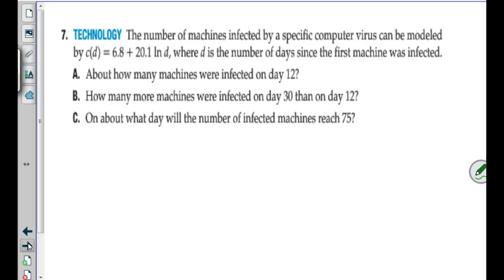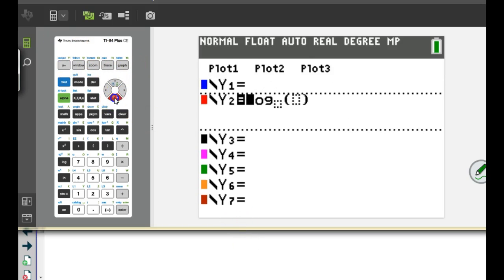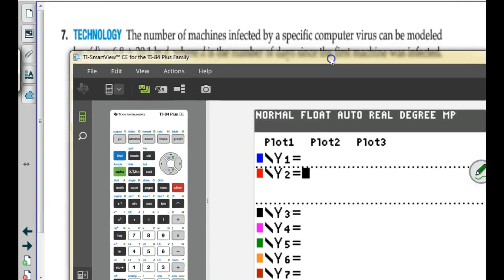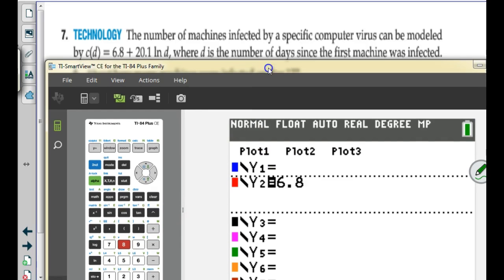All right. This is a graphing question, so let's just, do you even have this one? Okay, but everybody grab your calculator and let's type this equation in. We're going to graph this. The equation. No, I don't think you even have this, but let's just type it in. 6.8 plus 20.1 ln of x.